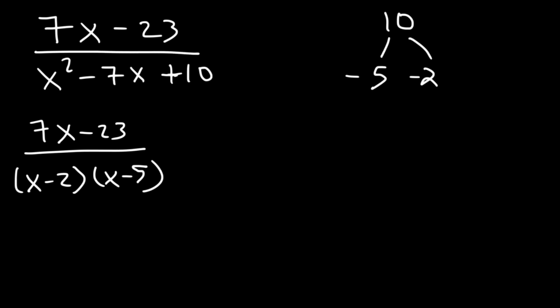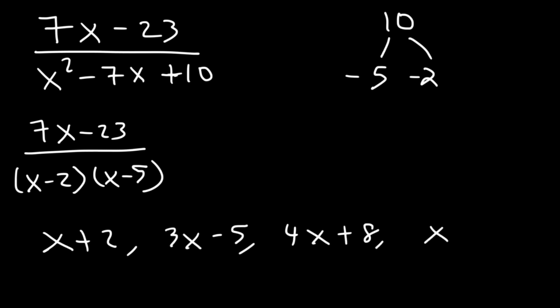So what exactly is a linear factor? Linear factors are like x plus 2, 3x minus 5, 4x plus 8, x. These are linear factors. A quadratic factor will look something like this: x squared plus 8x plus 3, which is not factorable, or it could be x squared plus 7. These are quadratic factors. Now, there are some other terms that you need to be familiar with.